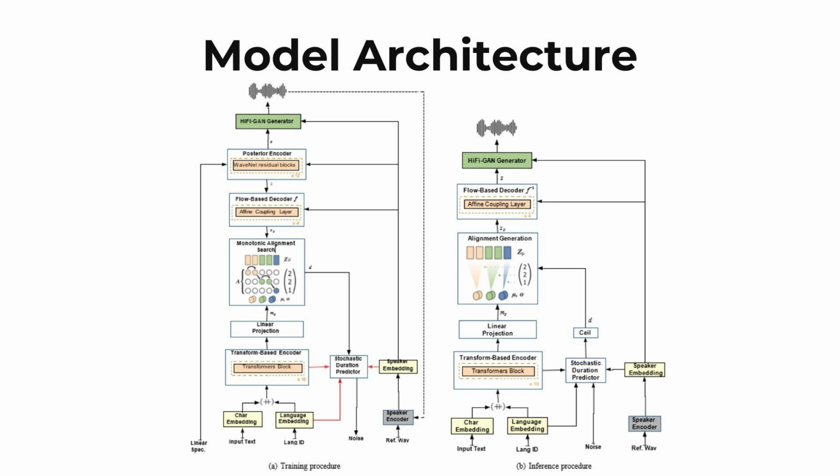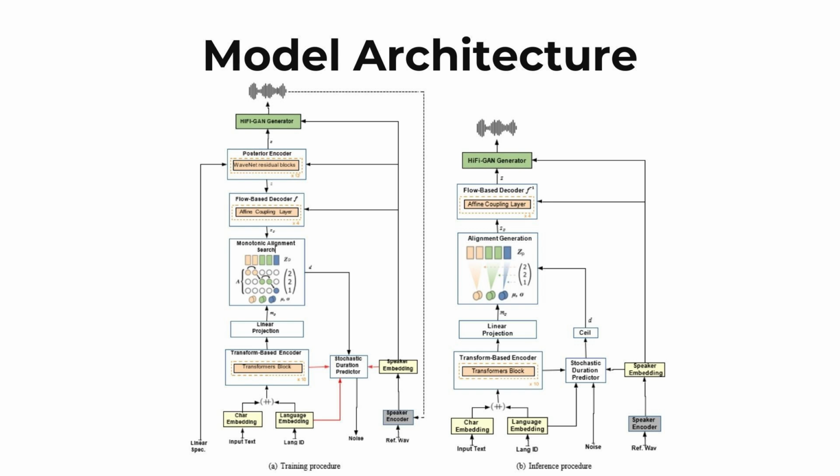the linear spectrogram is passed through a posterior encoder, which basically maps it to a latent variable Z. And Z is basically an internal correlation between the audio and the linear spectrogram. Basically, how the audio should sound compared to the linear spectrogram, which is then passed through a flow-based decoder, which gives us a prior ZP. So basically a prior guess of how the audio should correlate to the text.